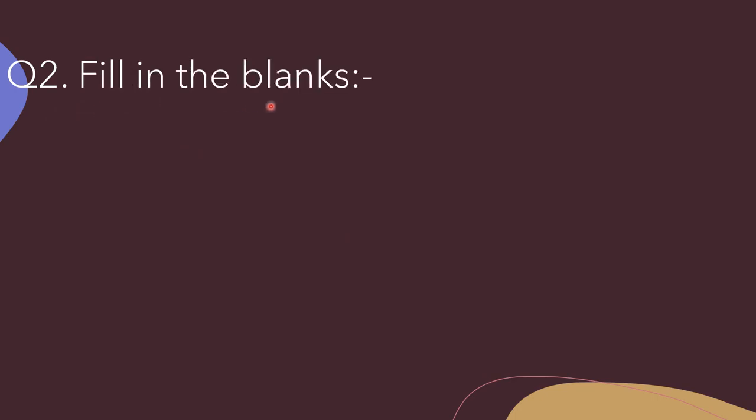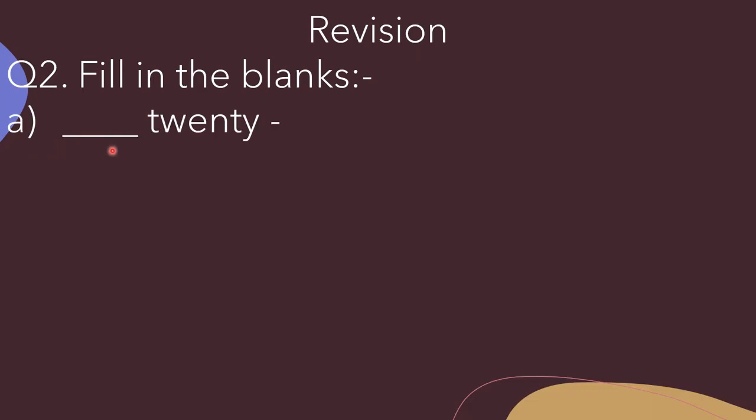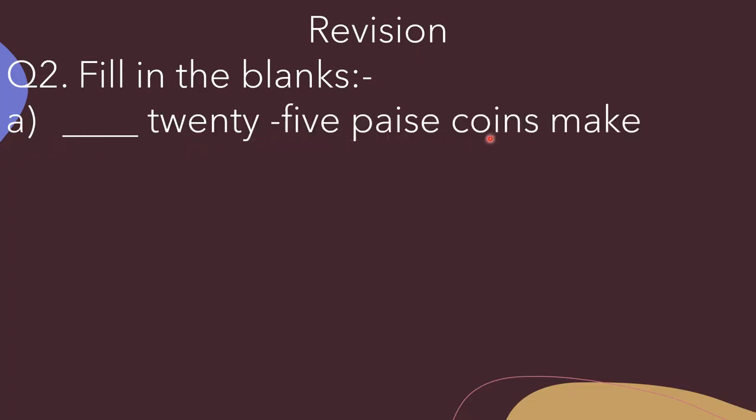Okay. Now question number 2, fill in the blanks. So here it is given in A part, dash 25 paise coins make ₹1. 25 पैसे के बेटा कितने coins collect करें हम कि वो ₹1 के equal हो जाए. So here बेटा we need to add 25. Okay. So let's see how many times we will add 25 to make it ₹1.